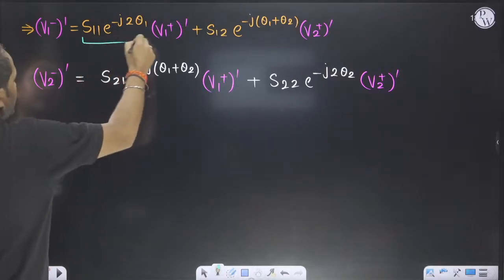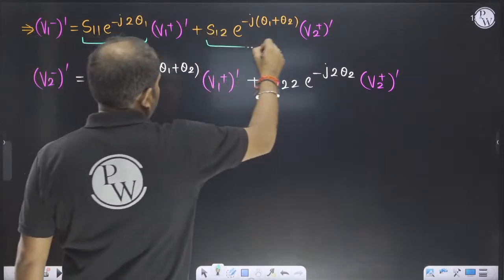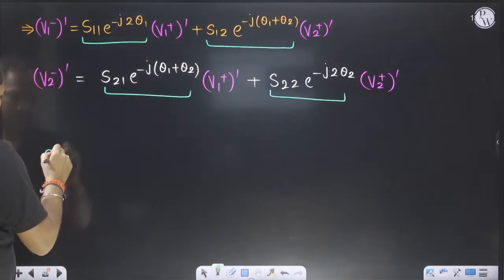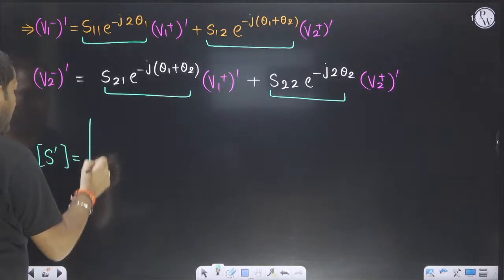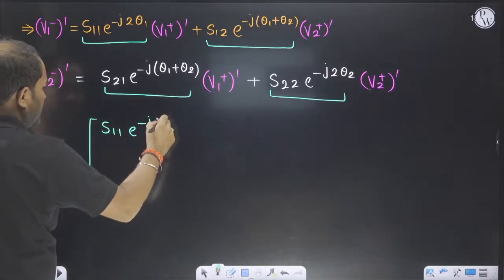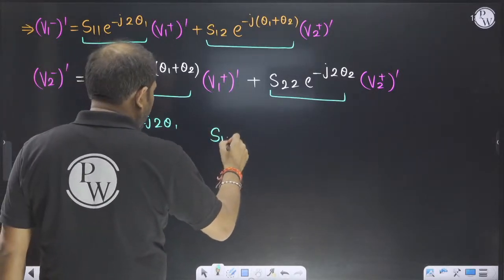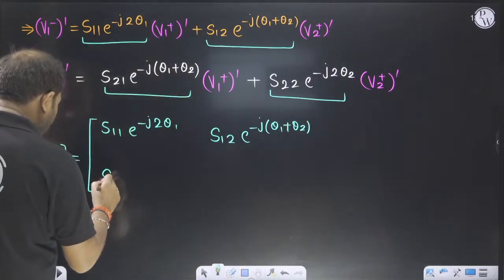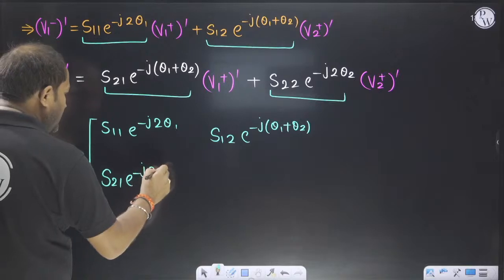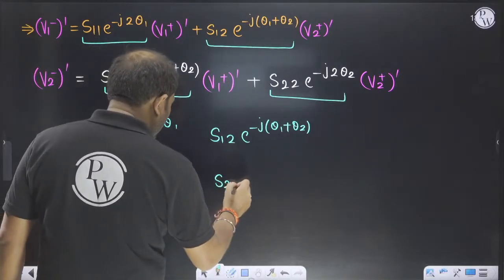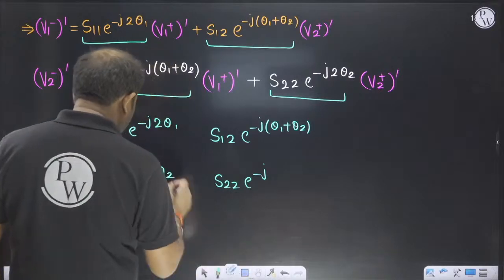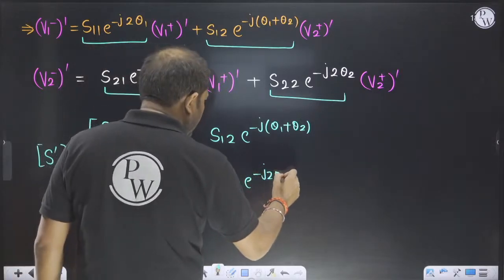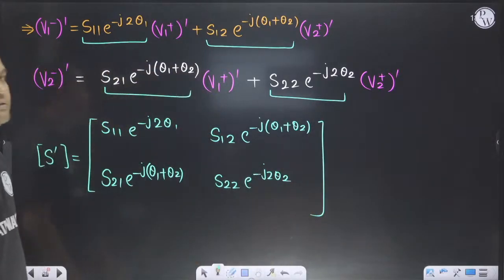So our new S parameter, S dash, will be: S11 e to the power minus j 2 theta 1 and S12 e to the power minus j theta 1 plus theta 2, and S21 e to the power minus j theta 1 plus theta 2 and S22 e to the power minus j 2 theta 2. So you are getting the value like this.